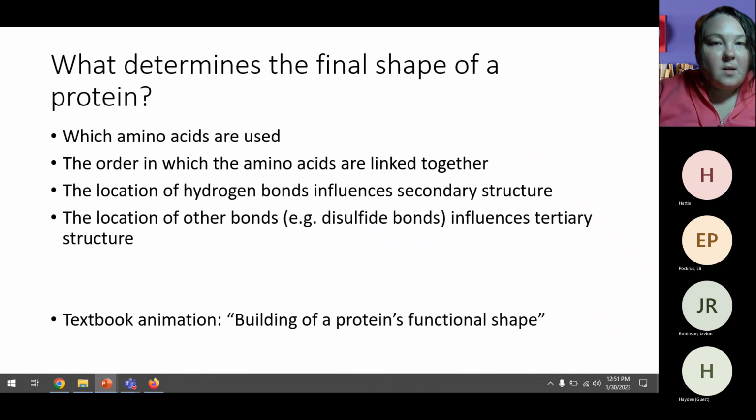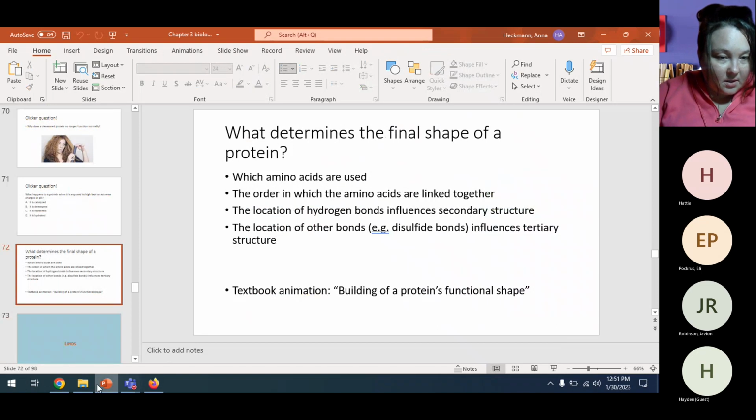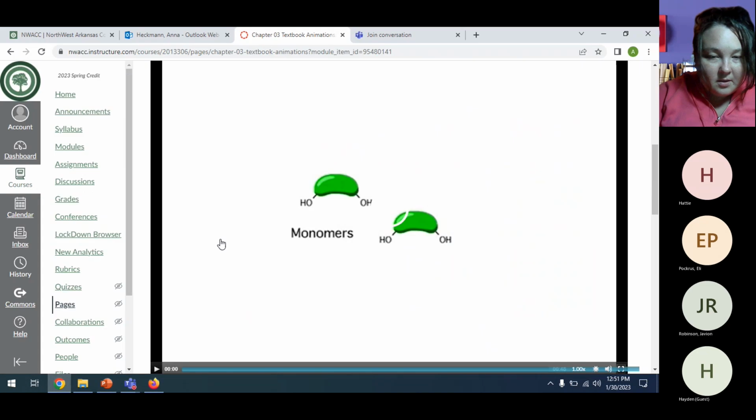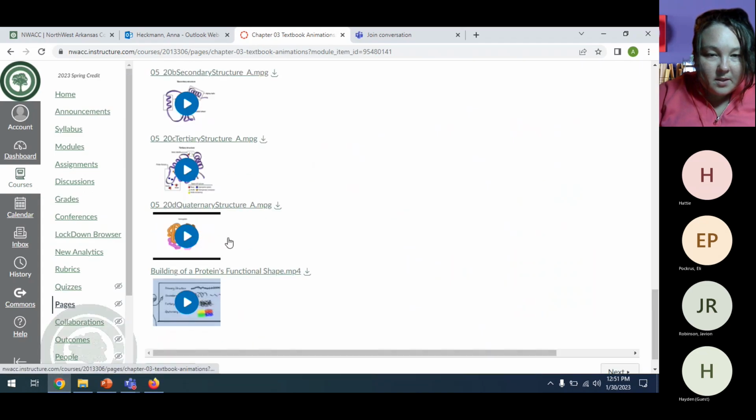Okay. What determines the final shape of a protein? These 4 things: which amino acids are used, the order that they're linked together, location of hydrogen bonds, and location of other bonds. Let's watch a textbook animation to watch this.